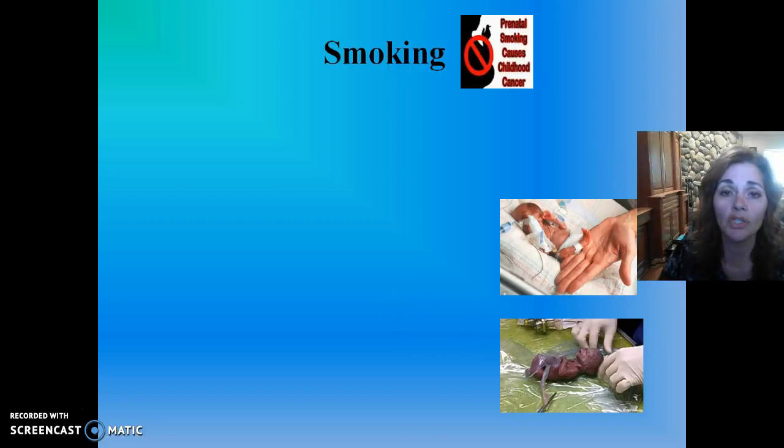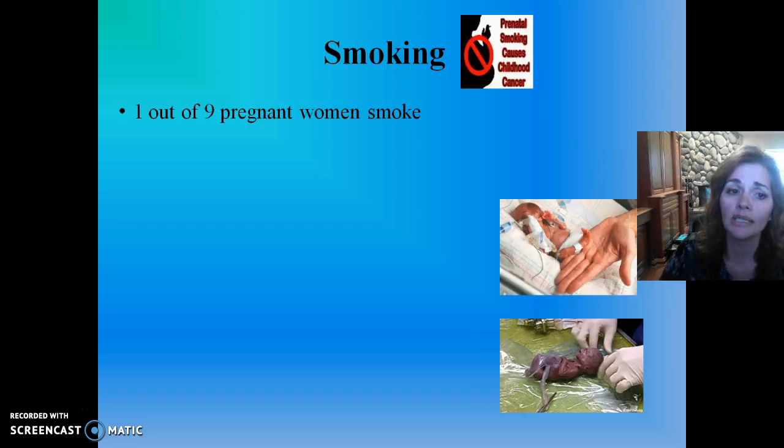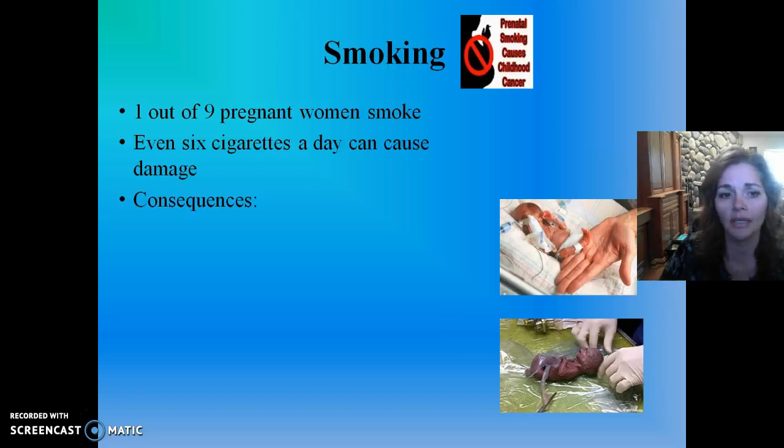The most common teratogens in the United States are smoking and alcohol. Smoking, sadly, 1 out of 9 women actually smoke when they're pregnant.